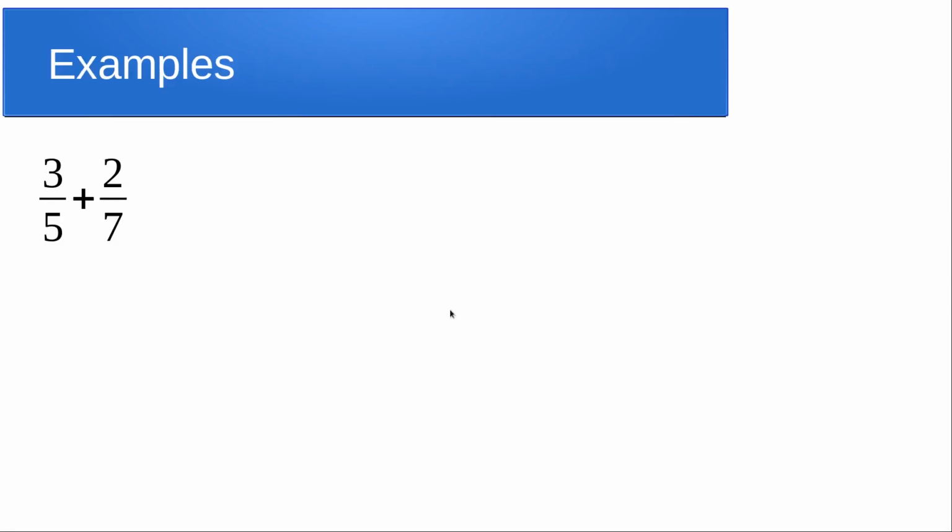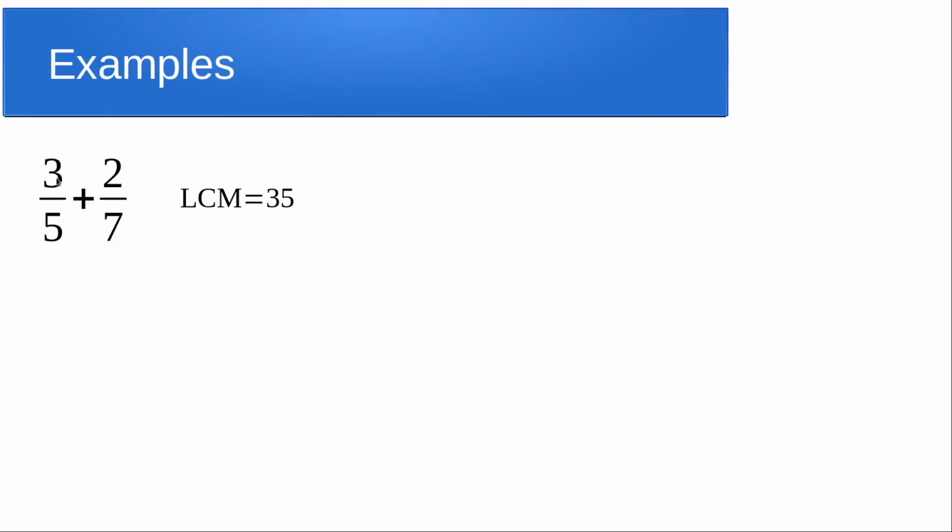Okay, so let's look at two examples. So here's my first one, 3/5 plus 2/7. The denominators are different, so I need the lowest common multiple of these two numbers. So the strategy we learned when we did lowest common multiples was start with 7. Does 5 go into 7? No. So add 7 on, 14. Does 5 go into 14? No. Does 5 go into 21? No. Does 5 go into 28? No. But does 5 go into 35? Yes. So that means we've got a lowest common multiple of 35.